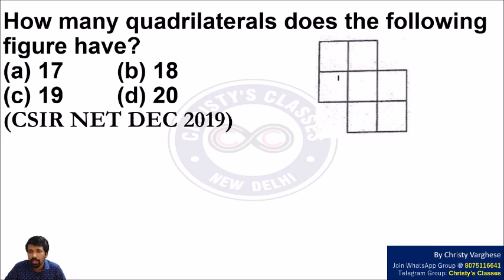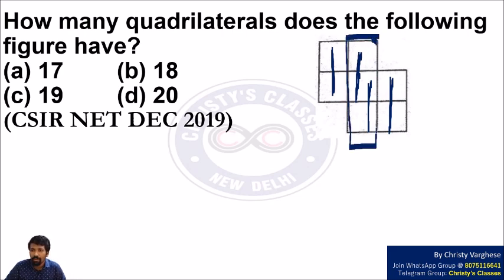Now rectangles you have to count. Just like the previous question, you can count the rectangles. 1, 2, 3, 4, and then the bigger one, 5. 3 by 1 rectangle, 5. So already 9 squares counted. Now 5 rectangles counted. 14 total quadrilaterals.